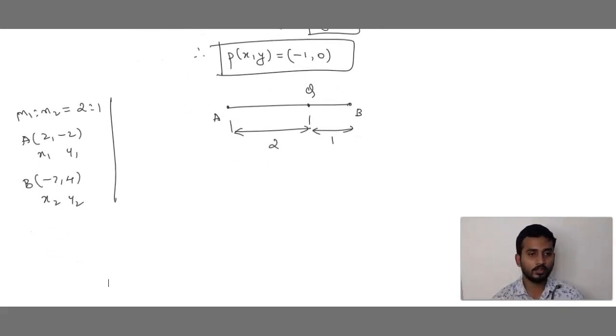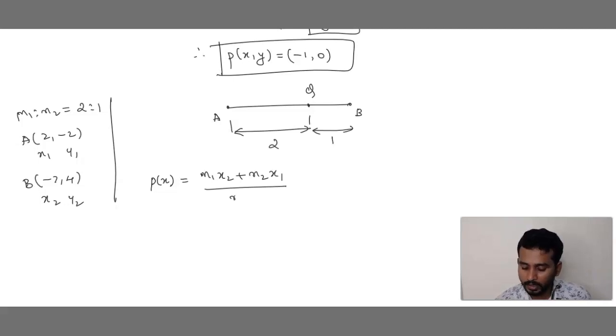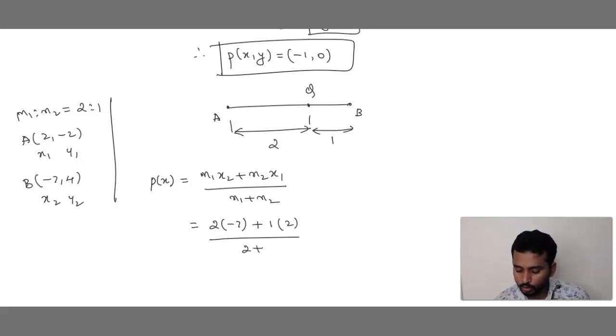Now again, if you want, you can write the formula. If not, no need to write, just directly you can substitute. If you want, just write it. Once again, p of x is m1 x2 plus m2 x1 by m1 plus m2. m1 value is 2, x2 is minus 7, plus m2 is 1, x1 is 2, by 2 plus 1.